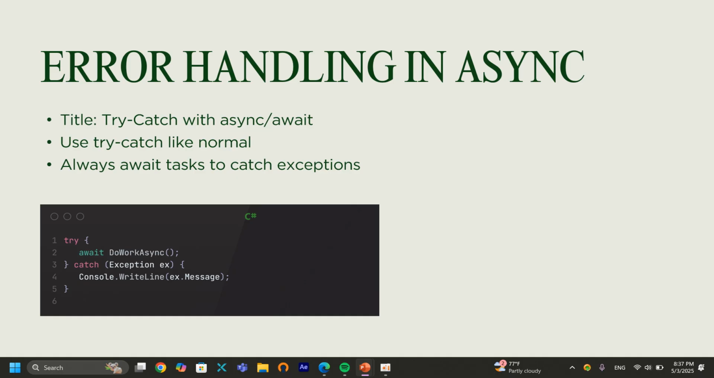Here is a common mistake. If you call an async method but forget to await it and it throws an exception, the exception might crash your app later or be completely ignored. So to avoid this, wrap your await calls in try-catch blocks, just like this example, and this makes your async code more reliable and easier to debug.